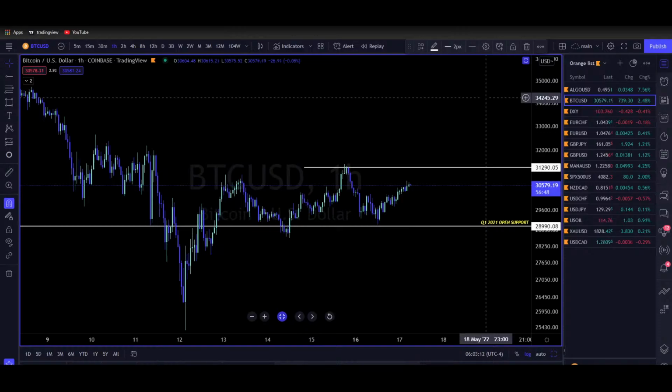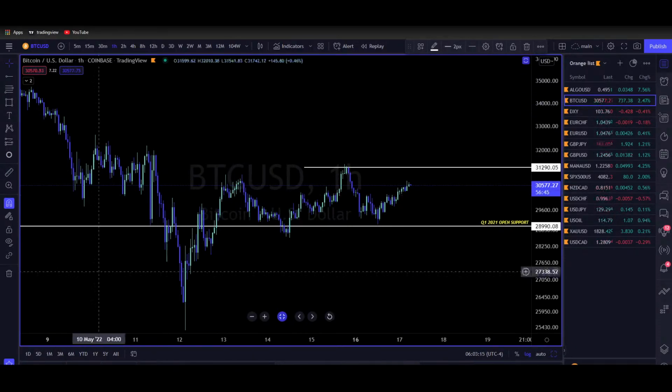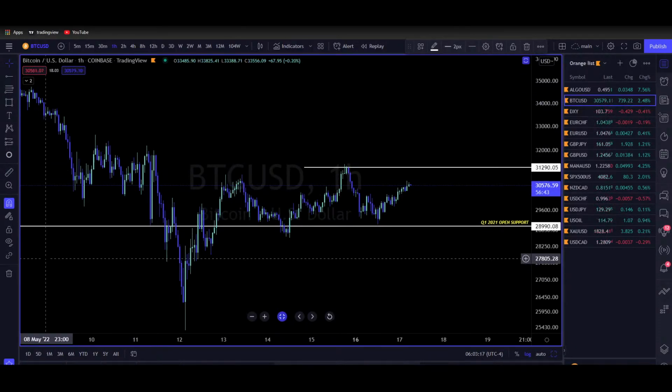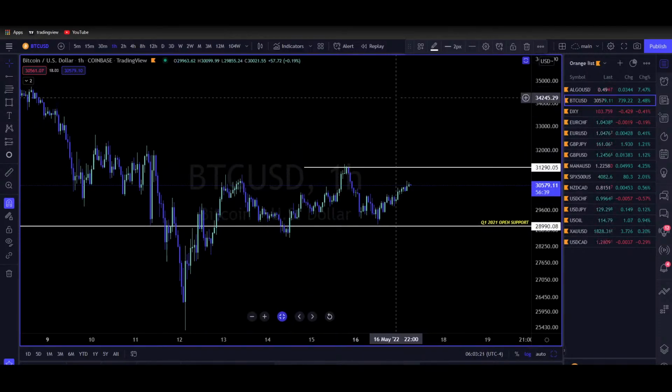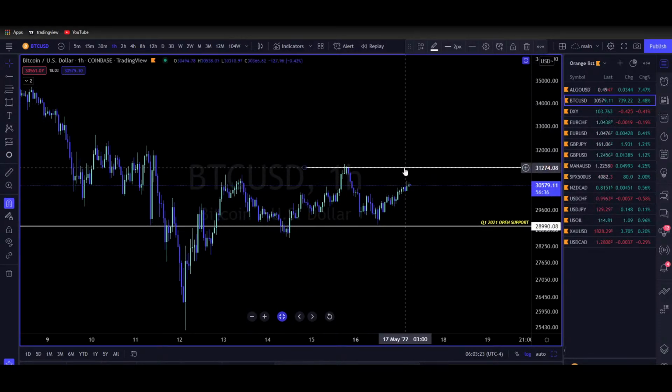Remember, we have a 34K bullish target. So be careful if you are looking for shorts on Bitcoin. 35 is where I will start to get interested in shorts. Not here. It's too low.